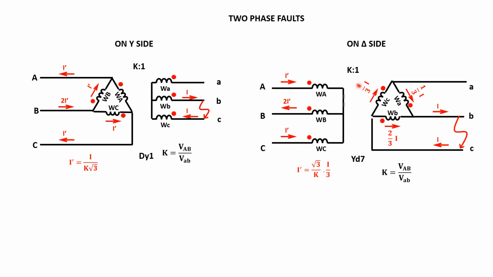If you want to transfer current to this side, it should be divided by the transformer ratio, this voltage divided by this voltage, and multiplied by the square root of 3. Similarly here, you see that for a two-phase fault on the star side, we have a similar situation, different, but the result is the same. Basically, this equation is the same as this.